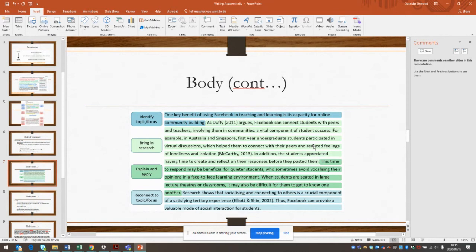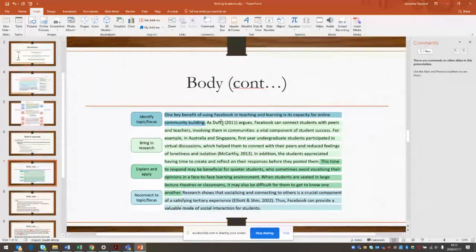And then in the last two sentences, you reconnect it and focus it back to your opinion. "So research shows that socializing and connecting to others is a crucial component of a satisfying tertiary experience." You've brought in more research there. "Thus, Facebook can provide a valuable mode of social interaction for students." Okay, this leaves the reader with no doubt that Facebook is a great tool for teaching and online learning and building a community.